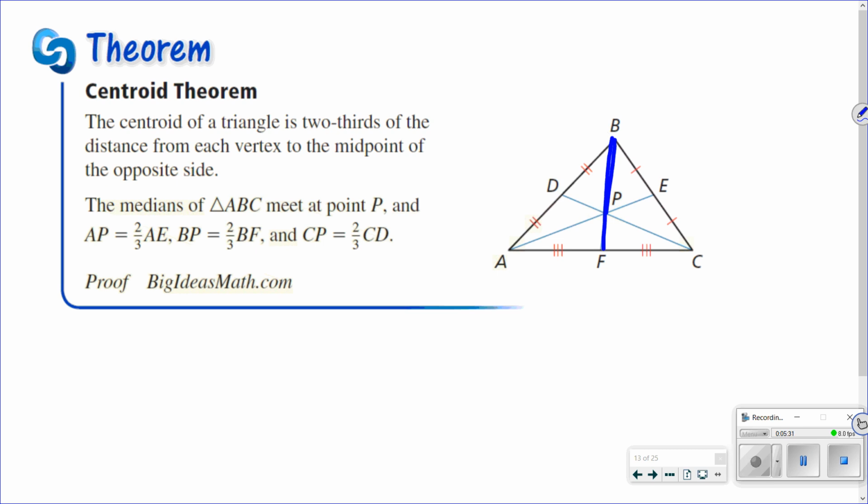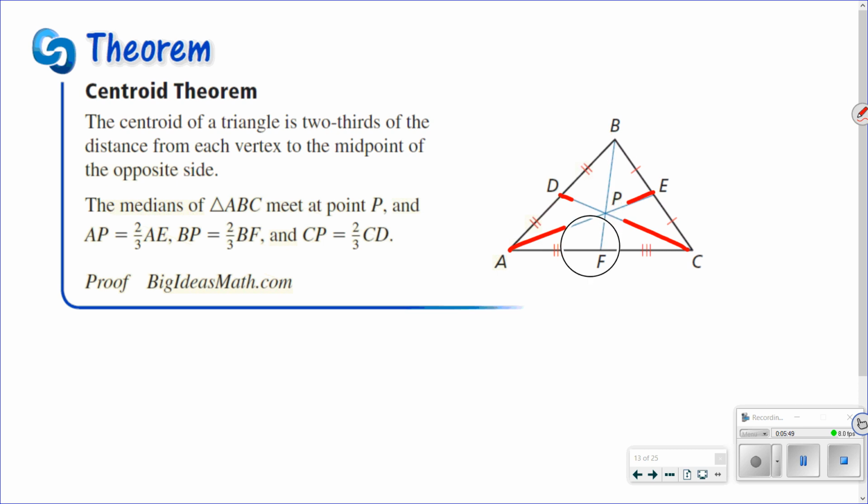What that also means is if you look at the shorter segment, this segment is 1/3 of that whole segment. Same thing here. That one is 1/3 of the whole thing. That one is 2/3 of DC. That one is 1/3 of EA. That one is 2/3 of EA.